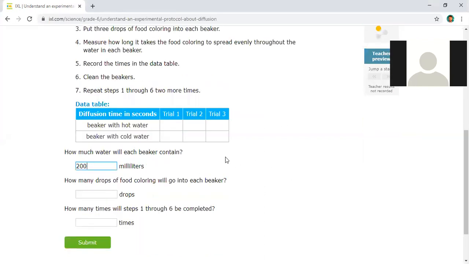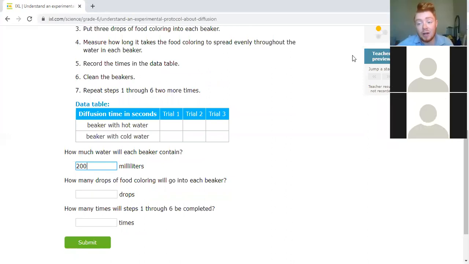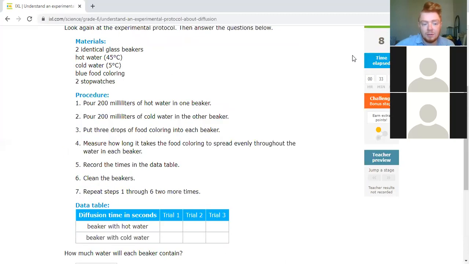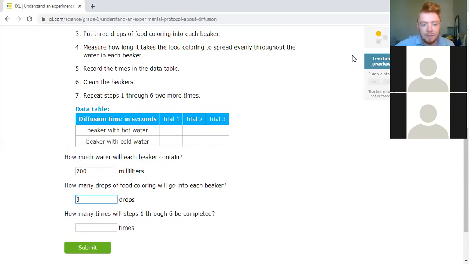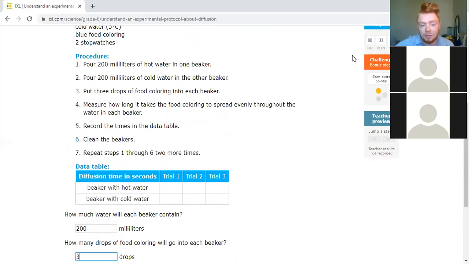How many drops of food coloring will go into each? I want to hear from Anis because I know Ayub's the one pressing that button over and over again. So if Anis knows it, I will gladly hear from you two. Anis has it. Sure. Anis, what is it? 3. Yes. Good job, buddy. Yep, says it right here. Put 3 drops of food coloring.